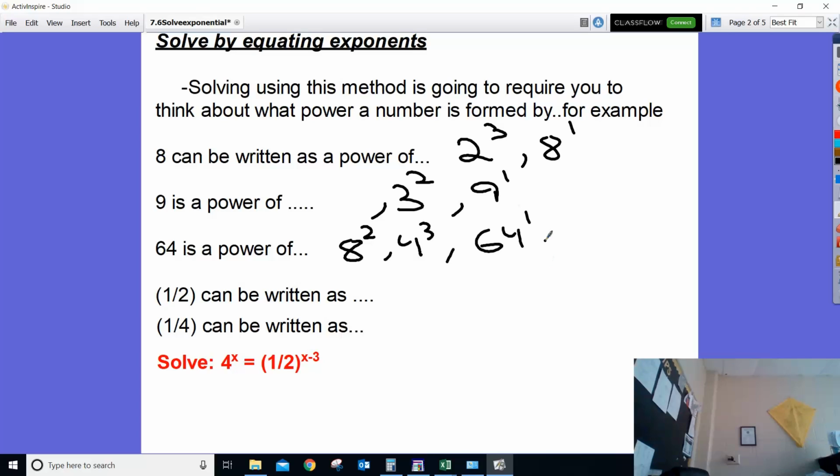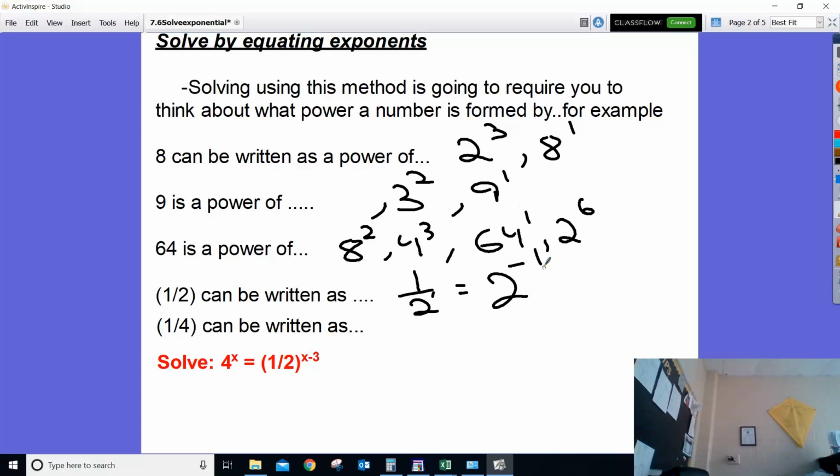And you also got to be thinking about how you can work with fractions. Like another way of writing 1/2. 1/2 is literally 1 over 2, isn't it? What's that understood exponent on that 2 down low? 1. How can you rewrite that? 2 to the negative 1. 2 to the negative first. You got to be thinking about stuff like that.